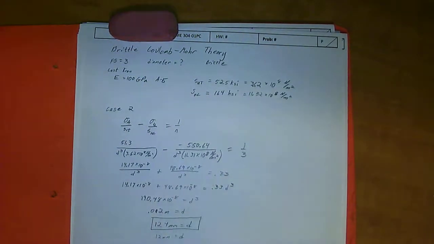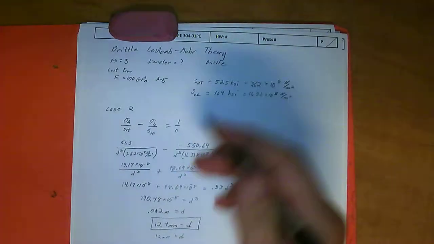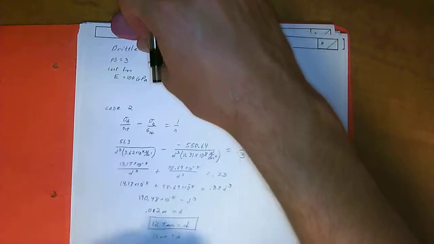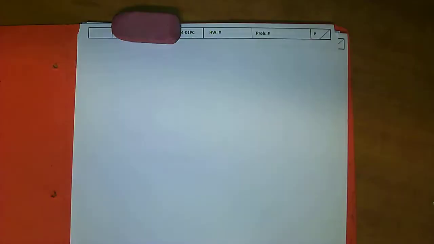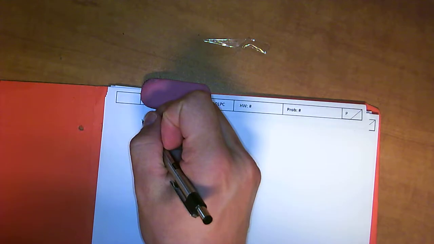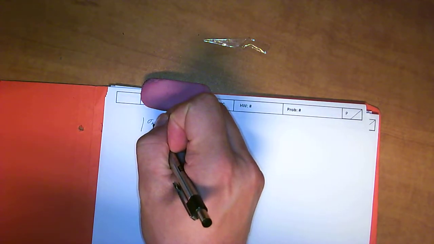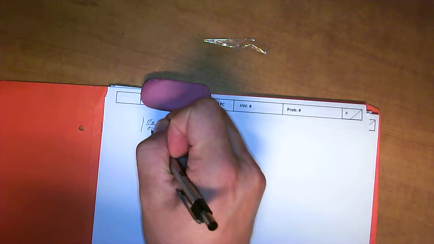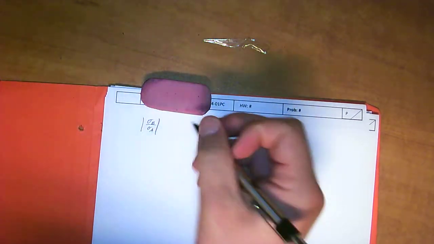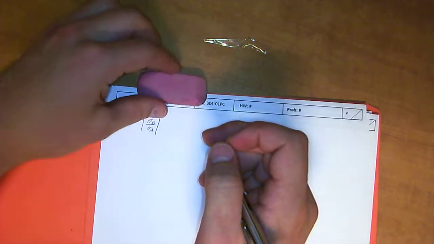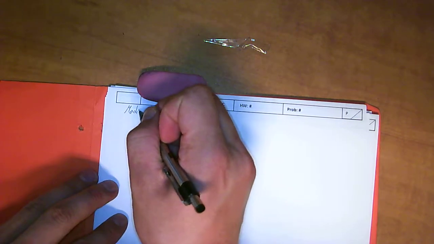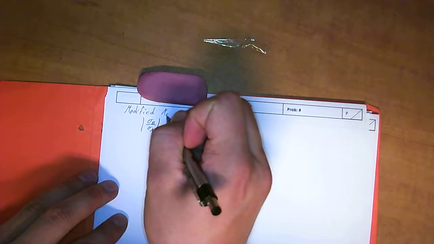Now moving on to modified Mohr. In modified Mohr, the equation that you use is sigma b all over sigma a, absolute value. And then doing that calculation, I'm actually going to label this modified Mohr. Mohr went off by himself and figured this one out. So we're going to do that.